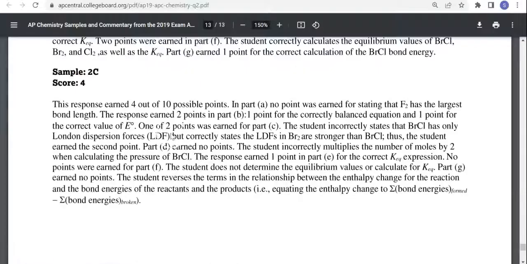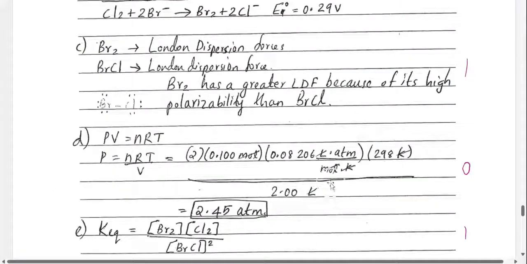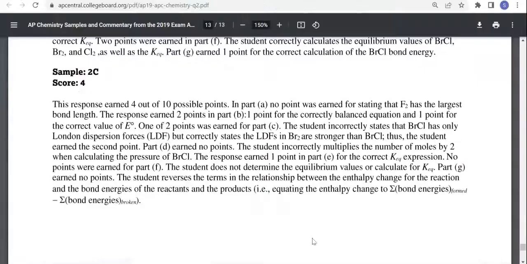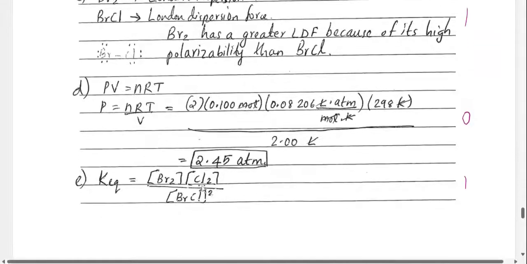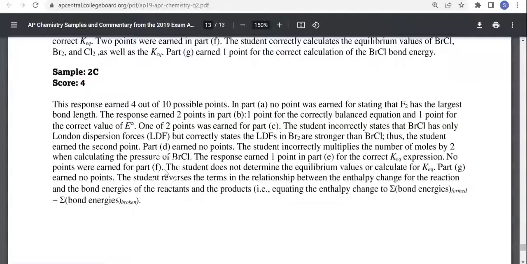Part D earned no points because, again, the student set up the calculation perfectly except for multiplying by 2. So the student incorrectly multiplies the number of moles by 2 when calculating the pressure of BrCl. And like I said, it's all or nothing. It's only a 1-point question. So they get 0. E, they did correctly, so they received a point for that.